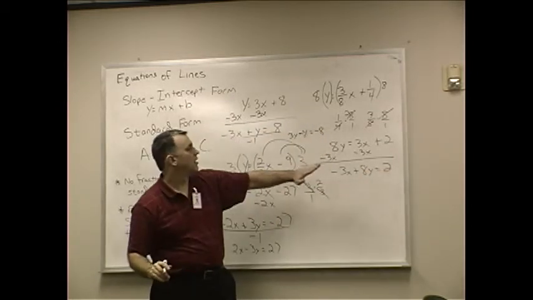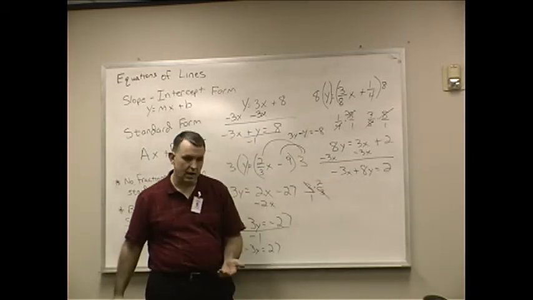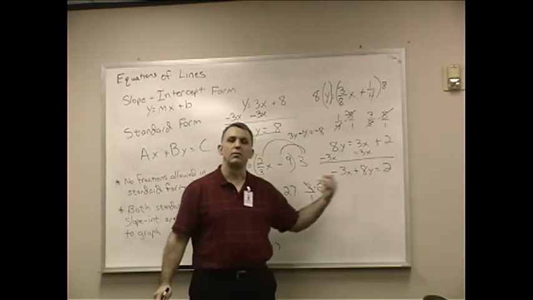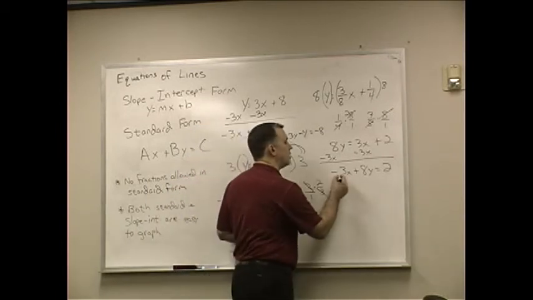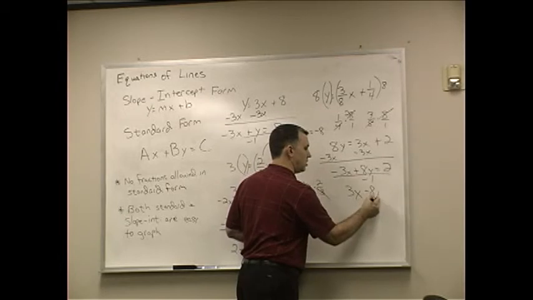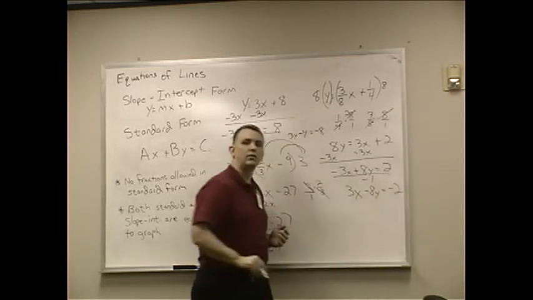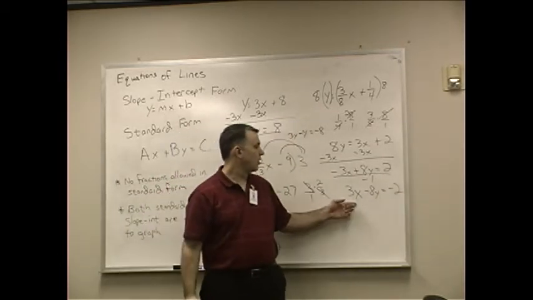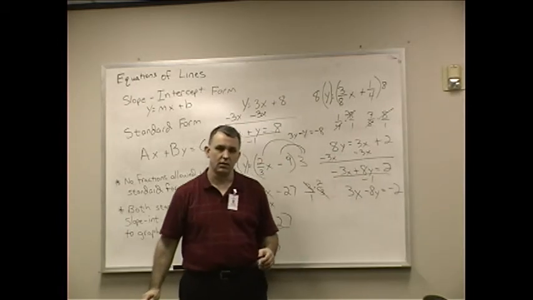And again, that's perfectly acceptable. That's the right answer. But for the textbook, if you're using the online textbook, you're going to have to divide the whole thing by -1 so that it will accept the answer. So 3x - 8y = -2.